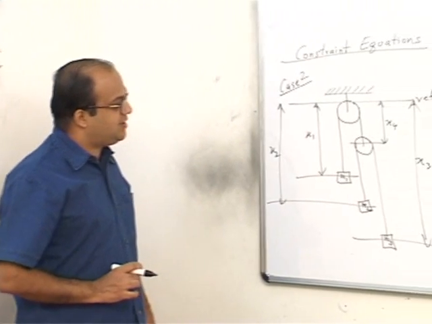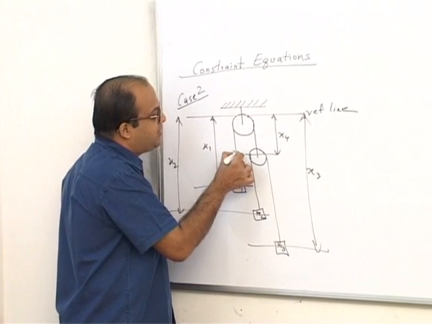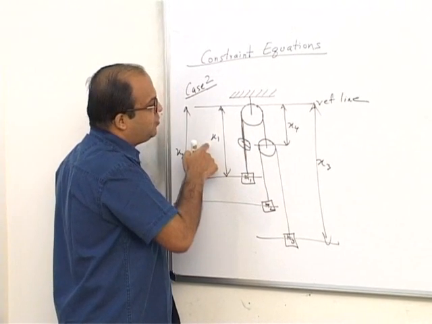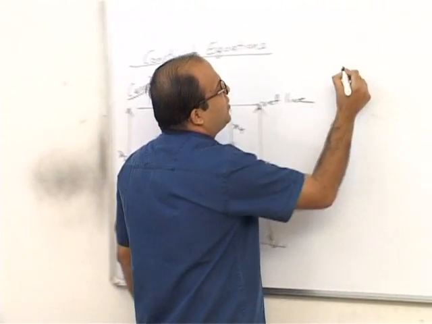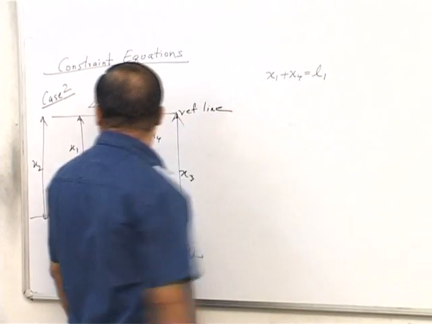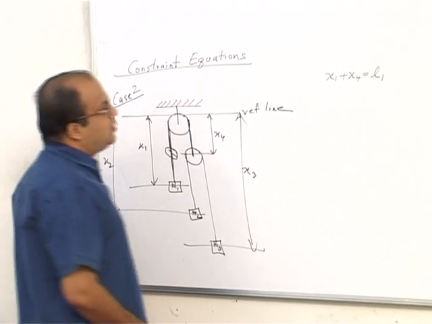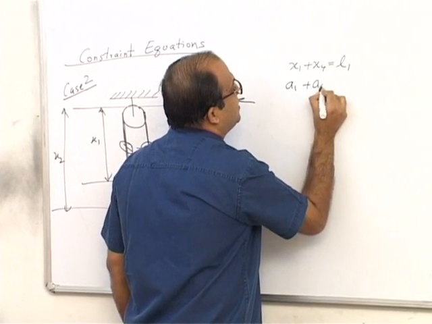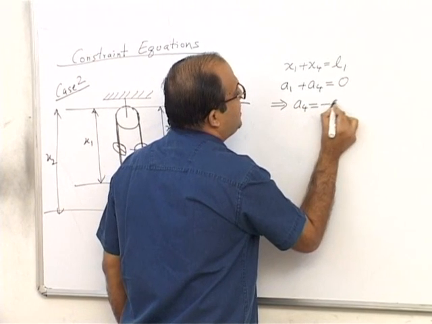So now, as the masses move, length of both the strings remain constant. So now let us look at the first string. The length of the left hand side is x1. Length of the right hand side is x4. So x1 plus x4 is equal to L1, and that will remain constant. So if we differentiate this equation twice with respect to time, we get a1 plus a4 is equal to 0. This implies a4 is equal to minus a1.